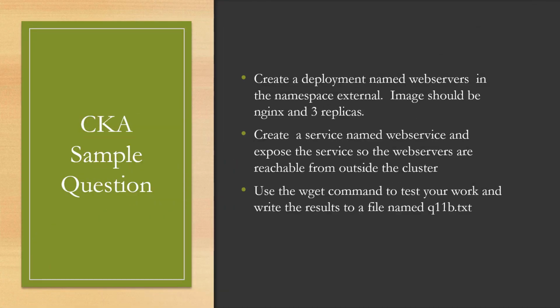The question. Create a deployment named web servers in the namespace external. Image should be Nginx and 3 replicas. Create a service named web service and expose the service so the web servers are reachable from outside the cluster. Use the wget command to test your work and write the results to a file named q11b.txt. Let's get started.